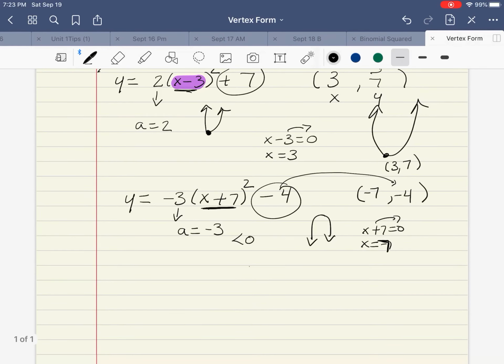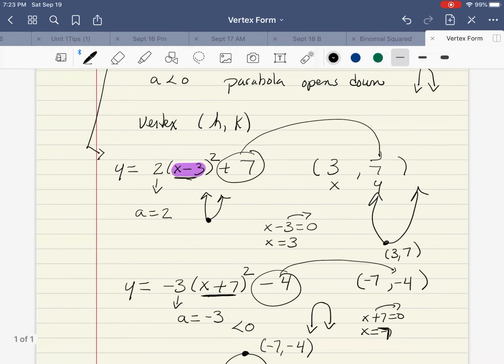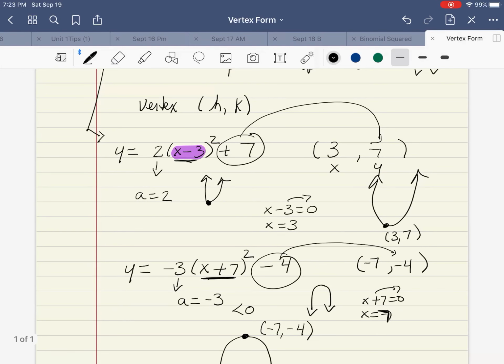So again, for this one, this parabola is going to open down because a is less than 0, and the vertex is going to be at (minus 7, minus 4). And that is how you apply the vertex form.